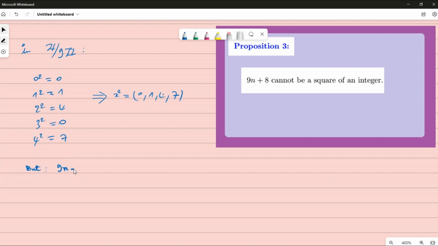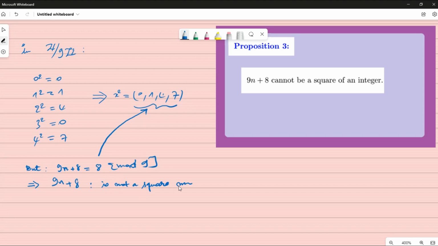9n plus 8 equals 8 mod 9, and 8 is not listed here. So 9n plus 8 cannot be a square modulo 9.